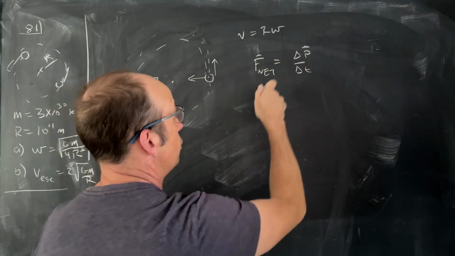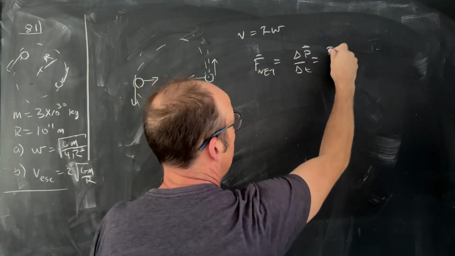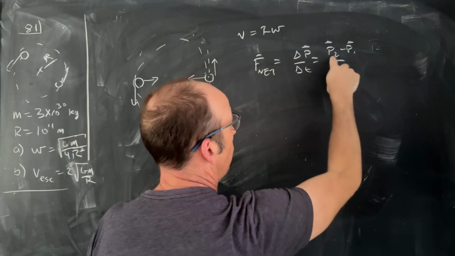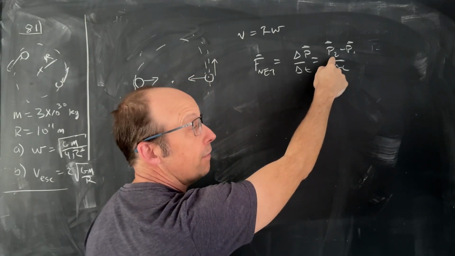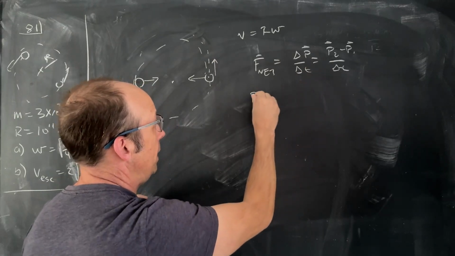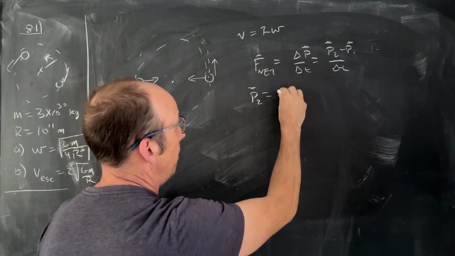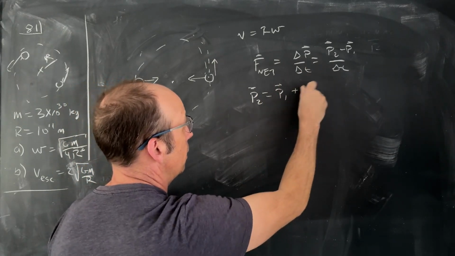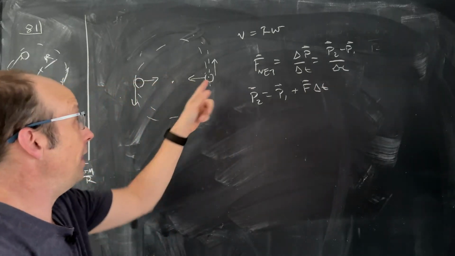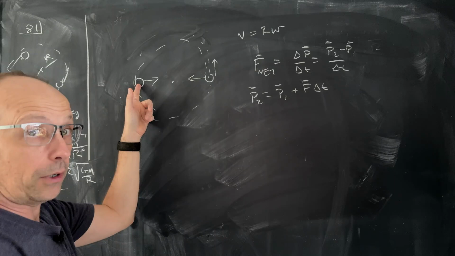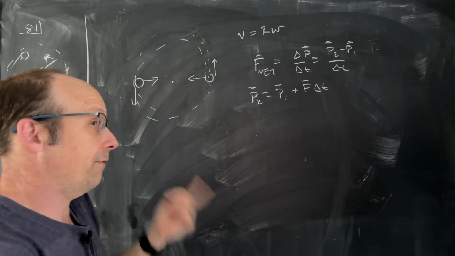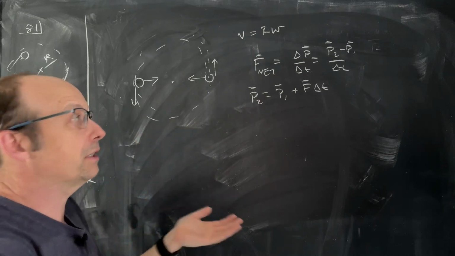Okay, so I can use that to say this is P2 minus P1 over delta t, where P2 is the momentum at the end of the time interval and P1 is at the beginning. So now I can solve for P2. P2 is P1 plus F delta t. So I can update the momentum of that one, and I can do the same thing for that one. And then I can use that momentum and find the velocity to update the position using the same idea.